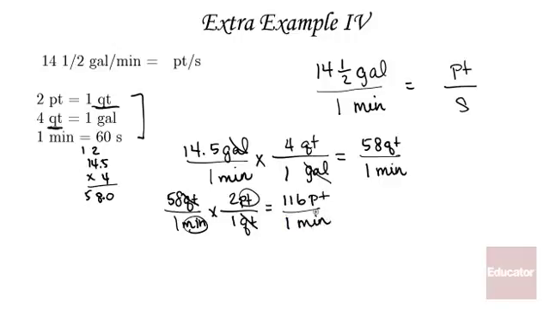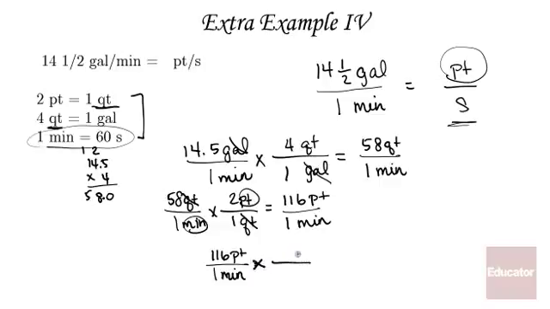Now we're almost there to our goal. We've reached the pints on top. Next we need to find seconds. So I have 116 pints over 1 minute. And now I'm going to use my last conversion factor, 1 minute equals 60 seconds. And I'm going to put diagonal to the minute, 1 minute, which I'm going to be canceling out, and 60 seconds. So the 1 minute and the 1 minute will cancel, and I'll have 116 pints over 60 seconds.